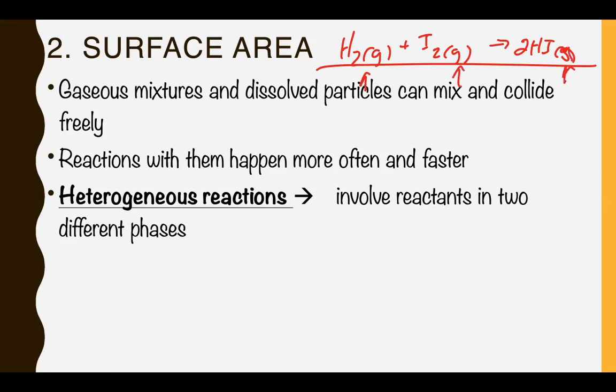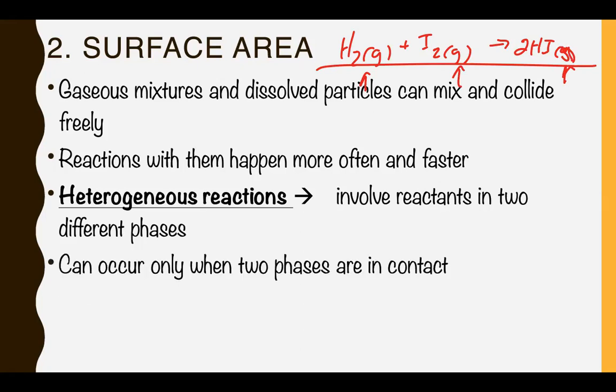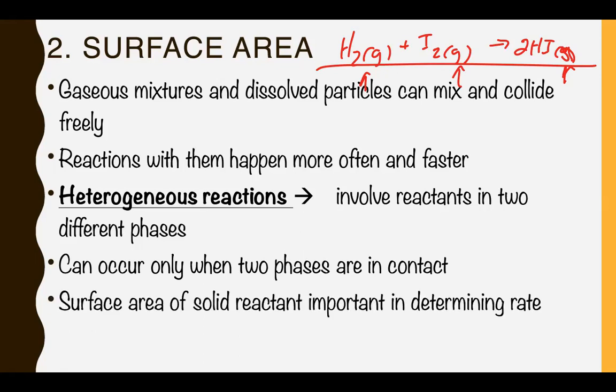But you can also have heterogeneous reactions where the reactants are in different phases. Now, for a heterogeneous reaction, it can only occur when these two phases are in contact. So the surface area, especially for solids, is really important in determining the rate of reaction. Why it's important for solids more than anything else is because the atoms in a solid cannot move, not like in a liquid, a gas, or a solution where the molecules have the freedom of movement.